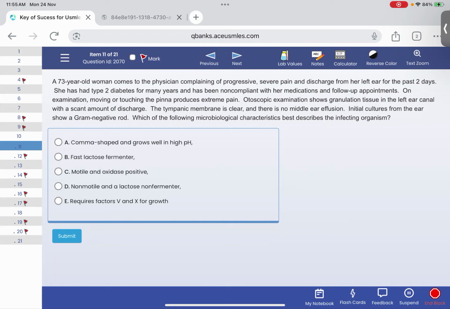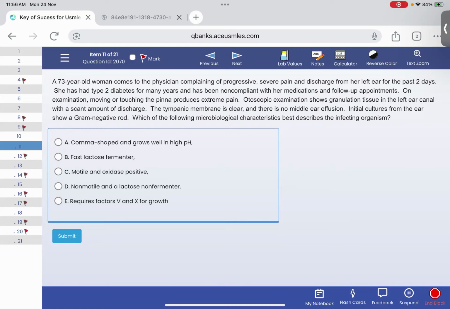So what organism? Pseudomonas. So what condition is this patient presenting with? This is otitis externa. Yeah, a malignant otitis externa, right? Yes. Okay, so the correct option would be Option C: motile and oxidase positive.